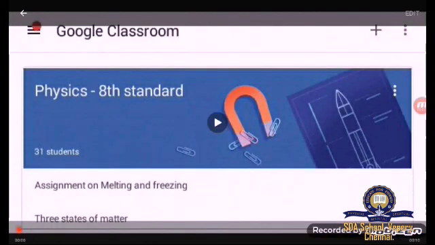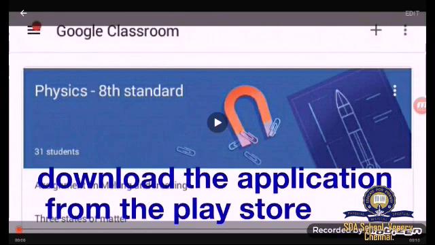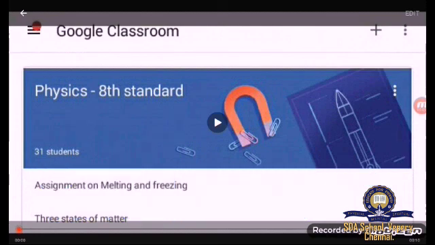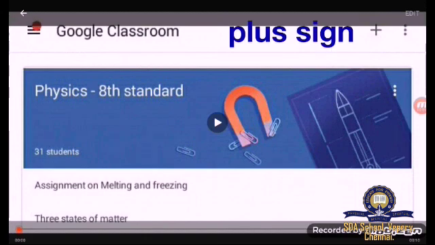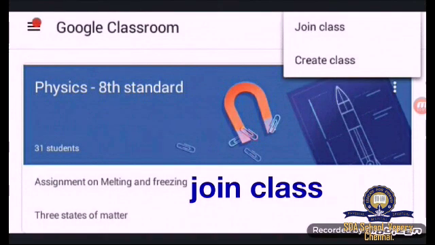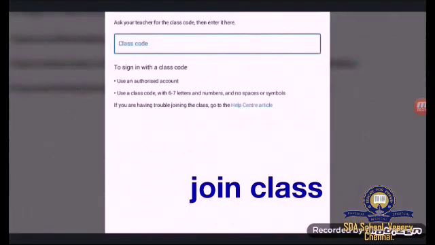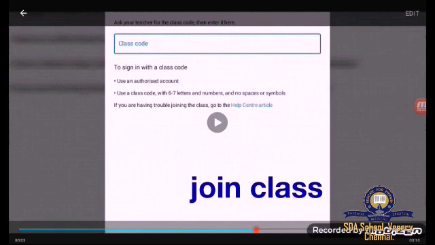We will see how to join the class in Google Classroom. First of all, you have to download the application from the Play Store. I think you all know how to download the application and enter into the application, right? So in the top corner, there will be a plus sign. You have to click the plus sign. When you click the plus sign, you will be given two options, join class and create class. You have to click the join class option.